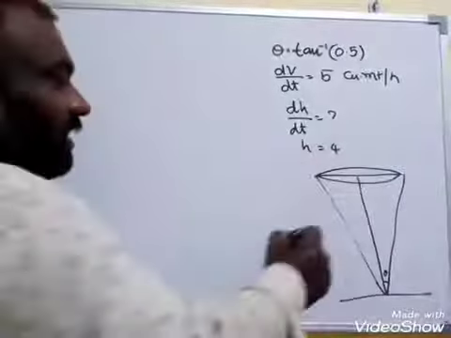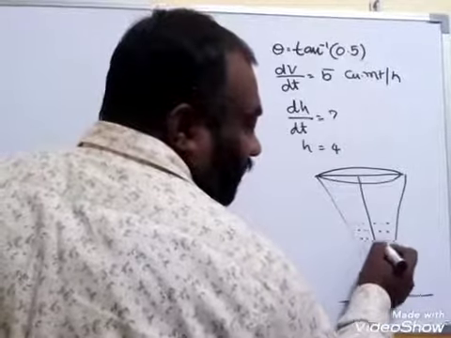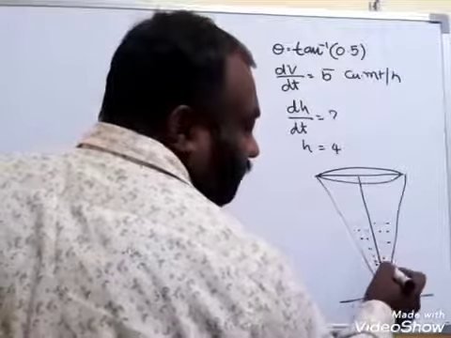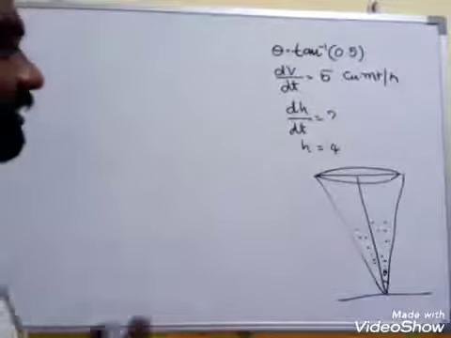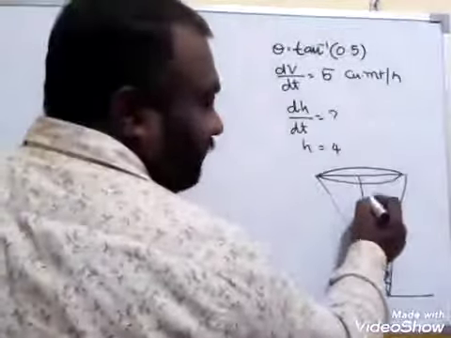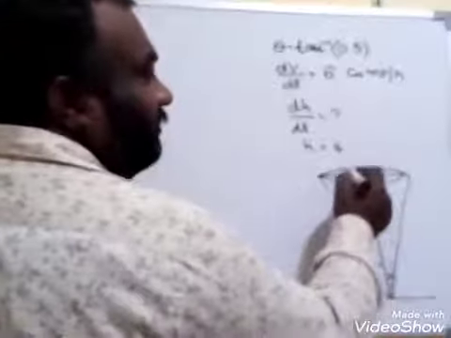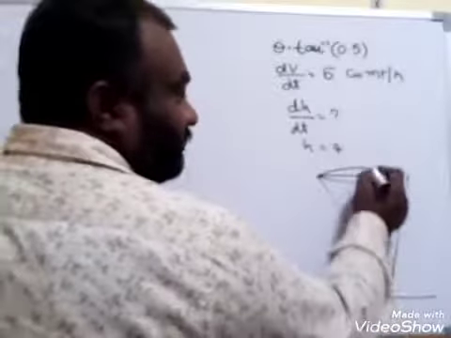Water is pouring into the tank. They are filling it with water at the rate of 5 cubic meters per hour. Then find the rate of change of depth. Depth is nothing but height here, when the height is 4 meters.